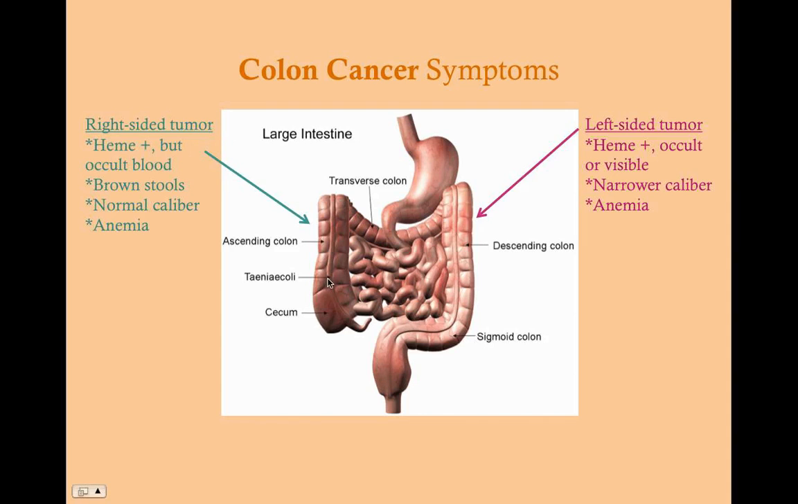On the right side, on the other hand, you'll have red blood coming out, but by the time it gets through the entire colon, it's going to be dark, and so you won't see it. So right-sided tumors are generally more difficult to diagnose symptomatically. Left-sided tumors tend to present more dramatically as far as symptoms. And because of that, left-sided tumors are usually going to present earlier, and they're going to have a higher survivability rate.